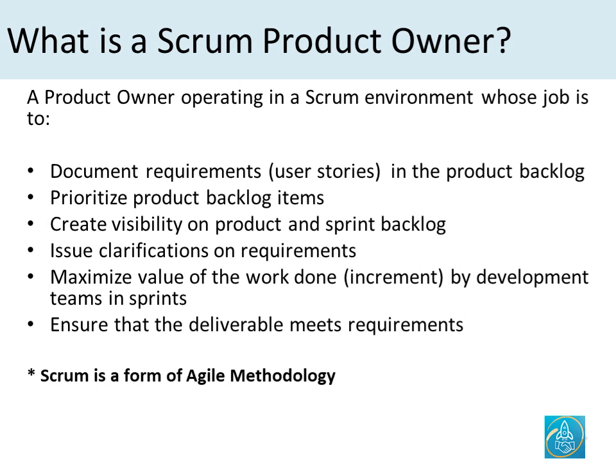It is the role of the Scrum product owner to create visibility around the product backlog as well as the sprint backlog, to make sure all the stakeholders, the development team members and the other team members within the Scrum environment are aware of what's going on, what is currently being worked upon, what's coming their way. And then it is the role of the Scrum product owner to issue clarifications and answer any questions that the development team members may have, either prior to the start of the sprint or during the sprint.